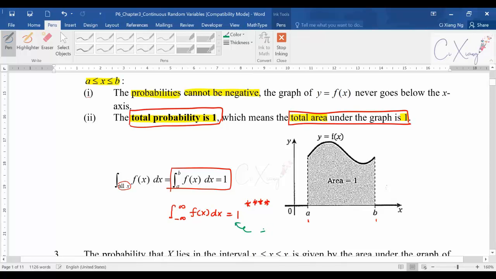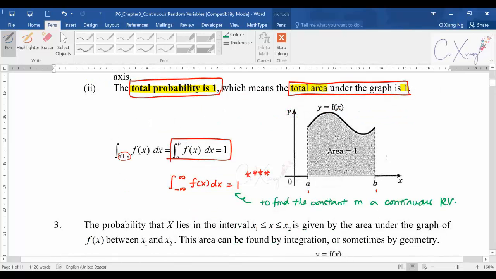Okay, we use it to find the constant in a continuous random variable question. Okay, so later I will let you know what does it mean. All right, but usually we use it to find some certain constants that we don't know yet in the question. All right, so first important thing that you need to know.